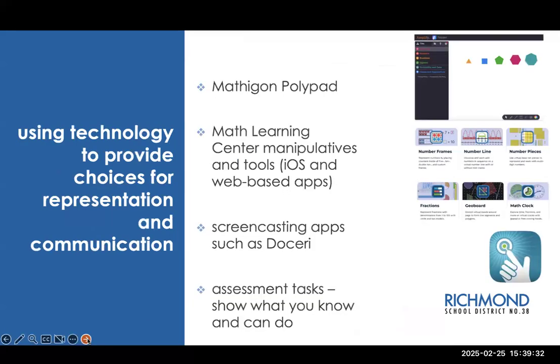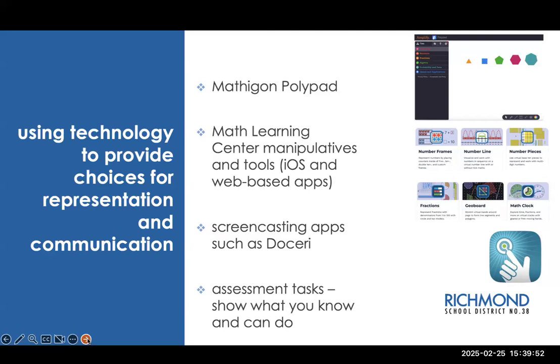Some of the resources that I draw upon regularly to provide students choices for representation and communication, as well as in my own teaching, are the ones on the screen here. So Mathigon Polypad, if you go to mathigon.org, it's a public website, nothing costs anything.